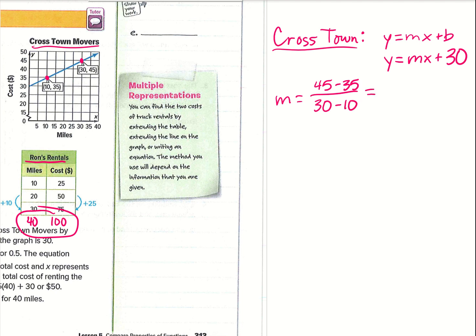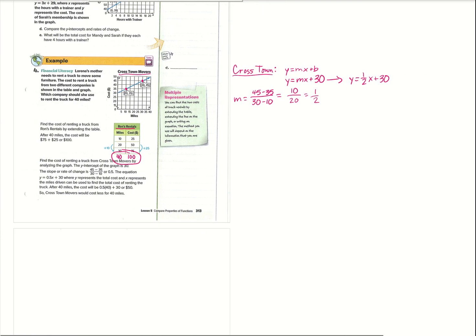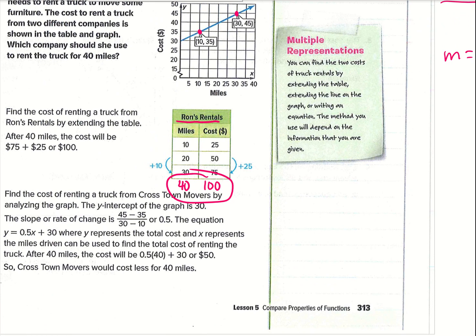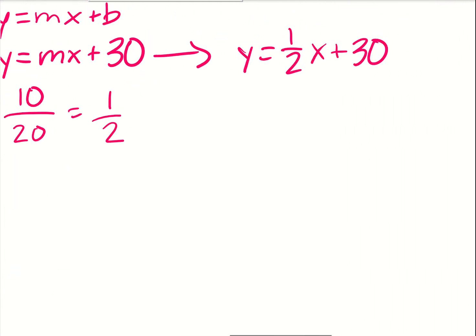All right, 45 minus 35 is 10. 30 minus 10 is 20. 10 over 20 is the same thing as 1/2. So our final equation for Crosstown Movers will be y equals 1/2 x plus 30. So we have that equation. And then the last thing that we need to do, remember, we're still looking at 40 miles. So we've got to plug in 40 for x because x is our miles. So we have y equals 1/2 times 40 instead of x, plus 30.